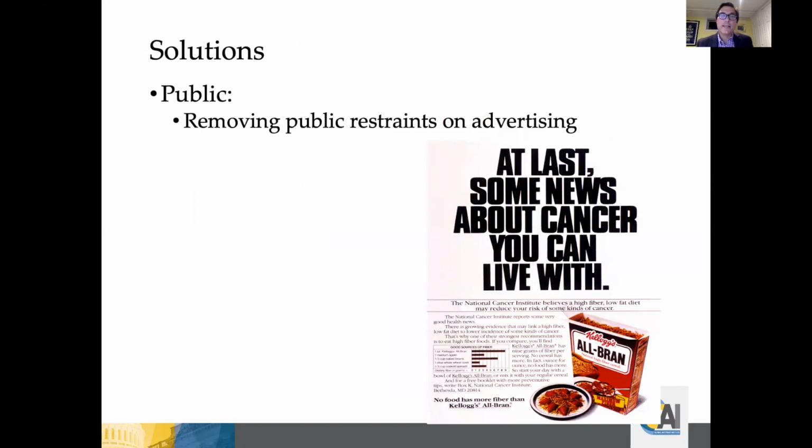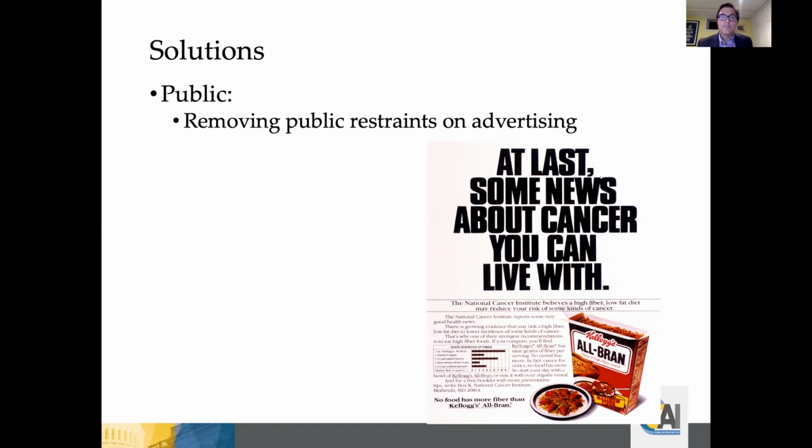Before 1984, the FDA prevented food manufacturers from making health claims on their labels and in their advertising. So here, Kellogg's had a cereal that was really high in fiber, and they were not allowed to talk about that. But once those restrictions were relaxed, they were allowed to. And here's an example of an ad that they ran. They were actually allowed to tell consumers that they have a cereal high in fiber, and there's a link between fiber and reduced rates of colon cancer. So they're able to say that.